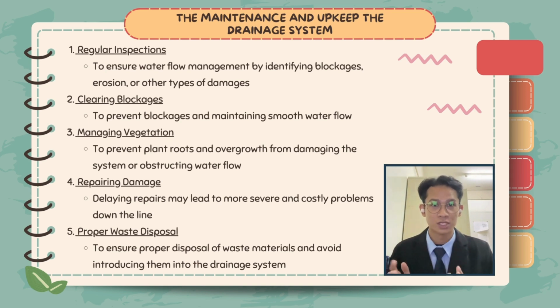Second, clearing blockage. This involves the removal of debris, sediment, leaves or other obstructions from the drainage systems. Keeping the system clear is essential for preventing blockage and maintaining smooth water flow. Third one, managing vegetation. Control vegetation around drains to prevent plant roots or overgrowth from damaging the system or obstructing water flow.